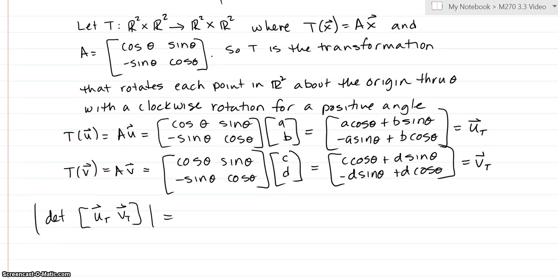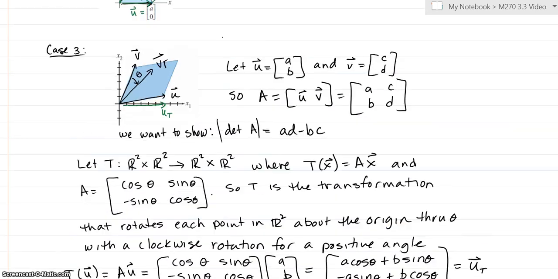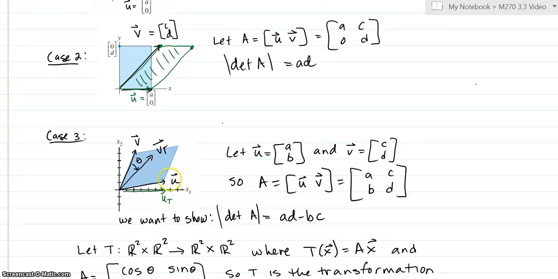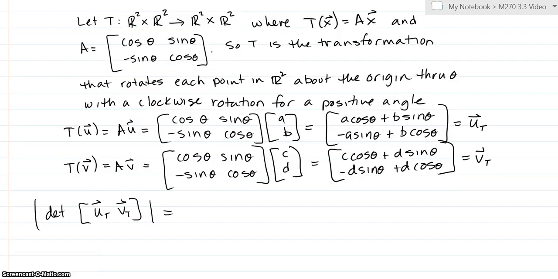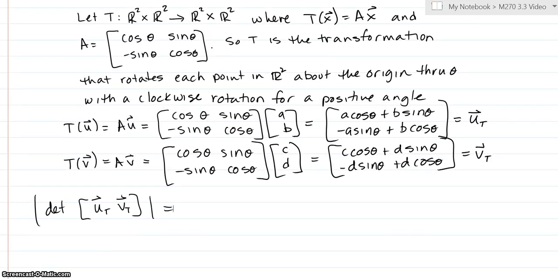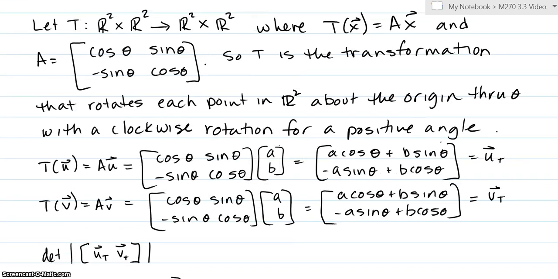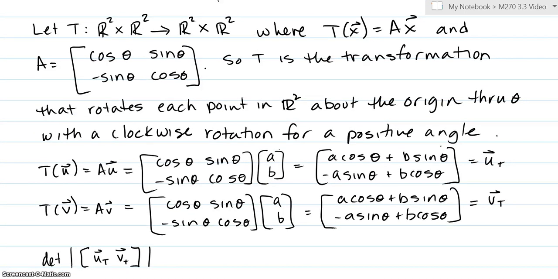And furthermore, we saw that in case 2, the determinant of U sub T and V sub T is the area of that parallelogram. So let's see if this turns out to be AD minus BC. But before we do that, we need to look at what U_T V_T is, because, if you remember, in our original transformation it's R2 cross R2, and I just did R2 here.